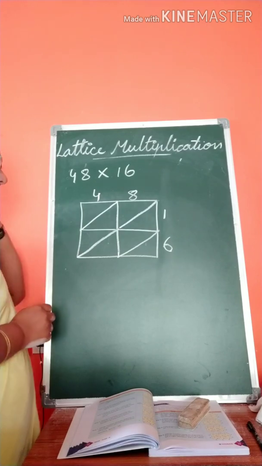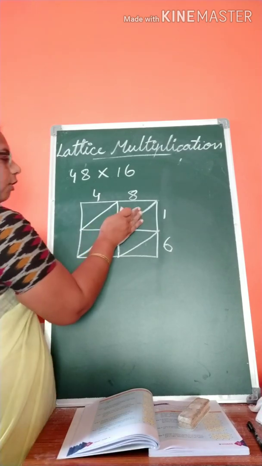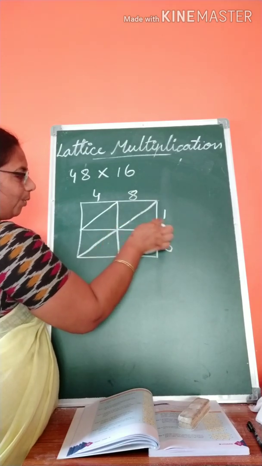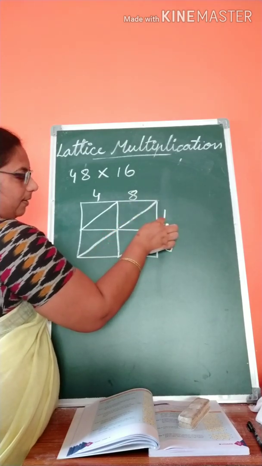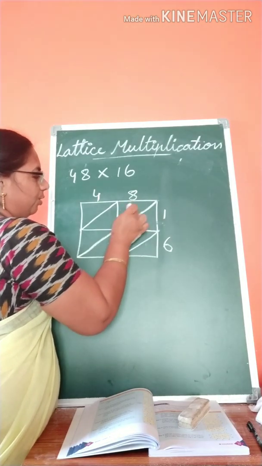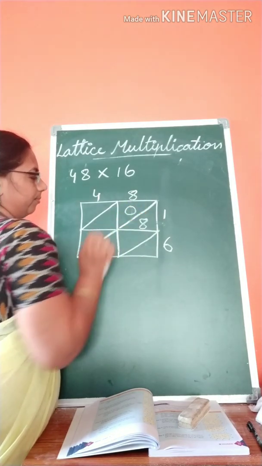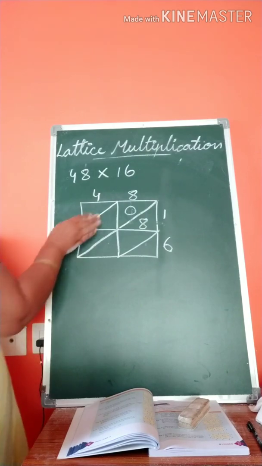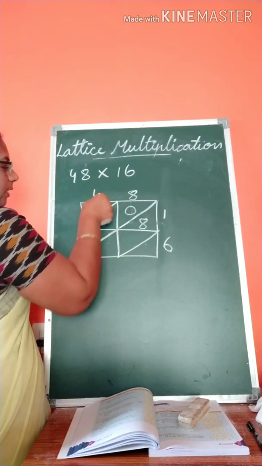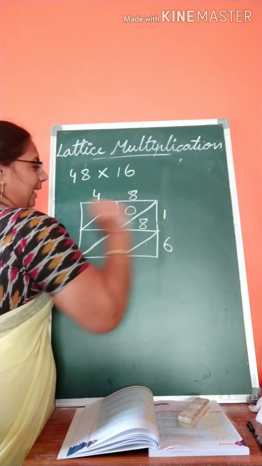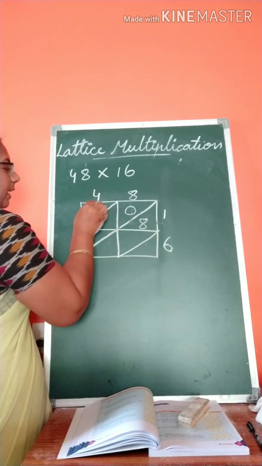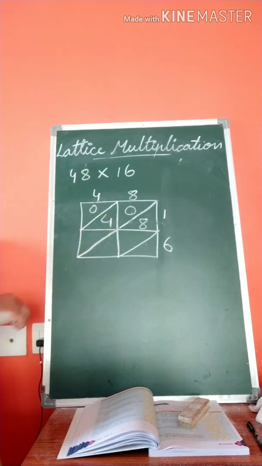Now, see ma. For getting the value of this box, what we have to do? We have to multiply this. Okay, 8 1s are 8, and 8 can be written as 0, 8. Now coming to this box. See, what are the digits on both sides? It is 4 into 1. So 4 1s are 4, which can be written as 0, 4.